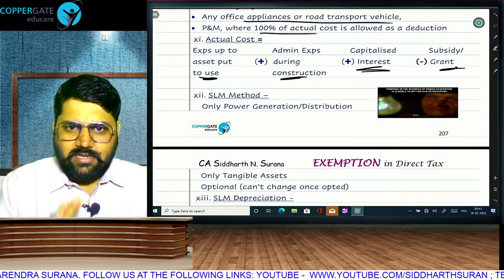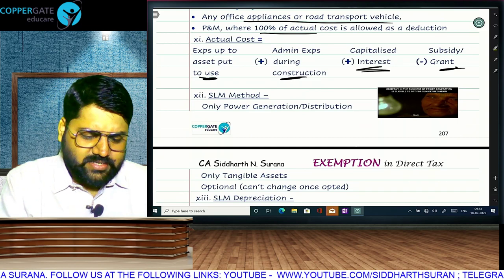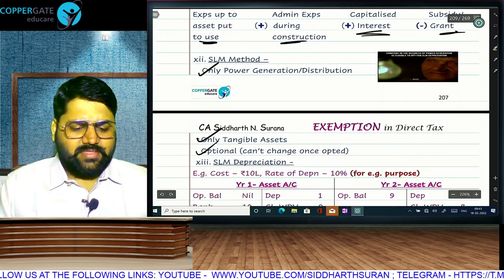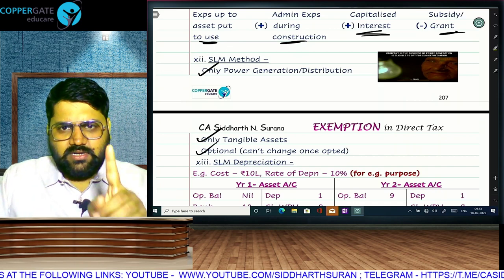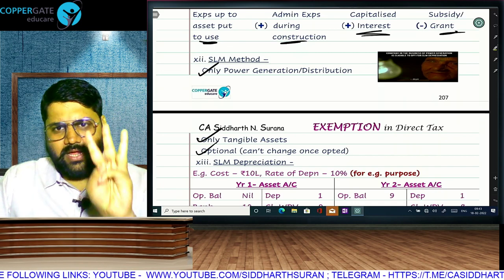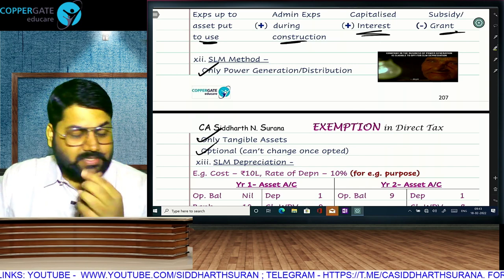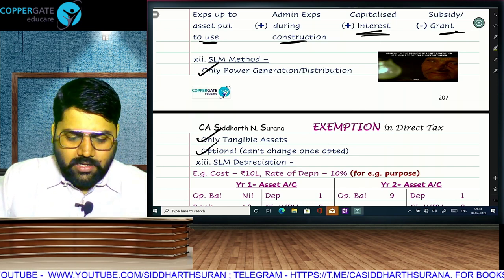Is the SLM method allowed in income tax? Yes, only for the power generation business it will be allowed, only for tangible assets, and that it will be optional. Option once taken cannot be changed.